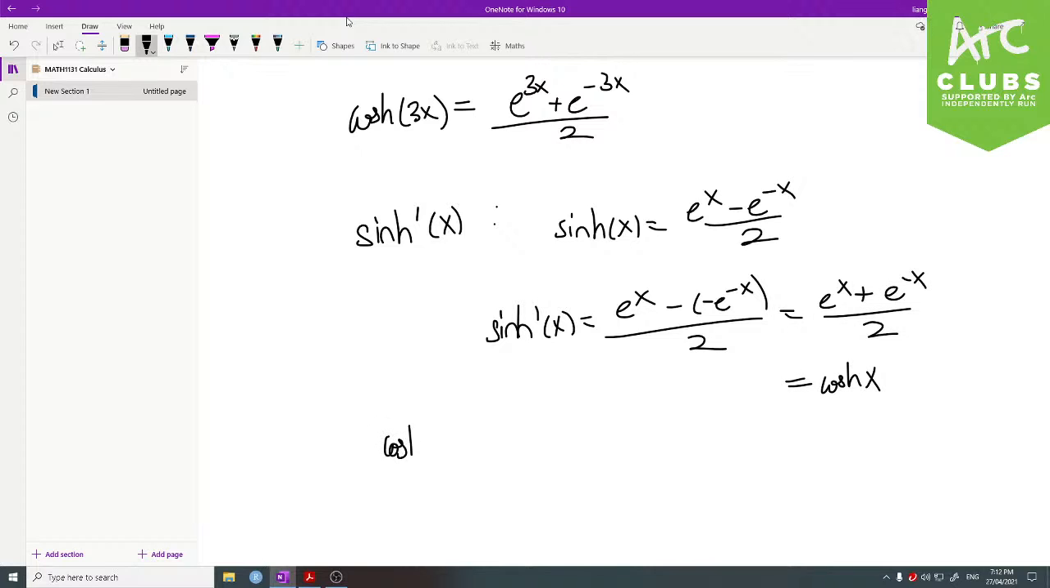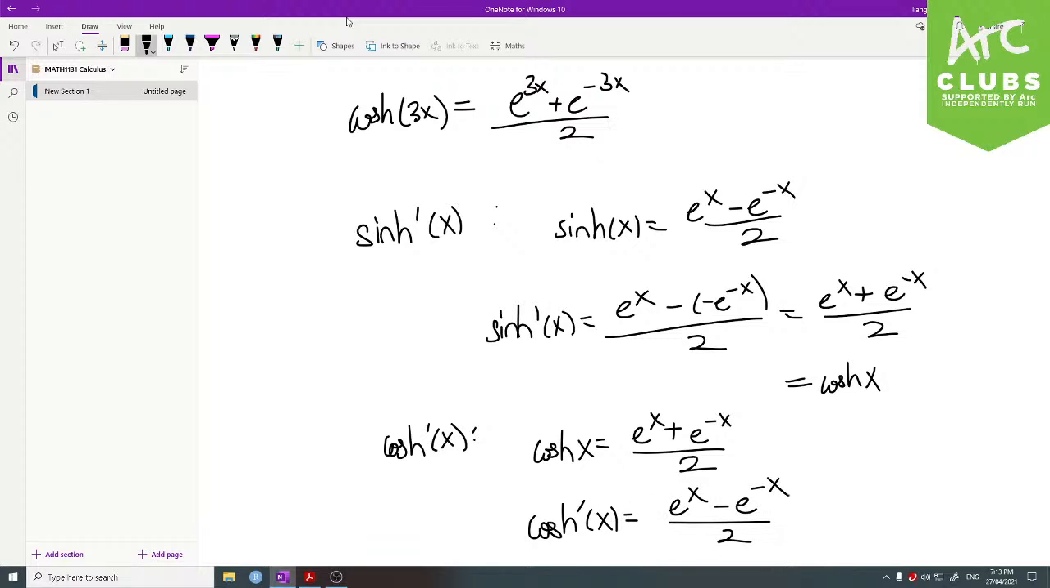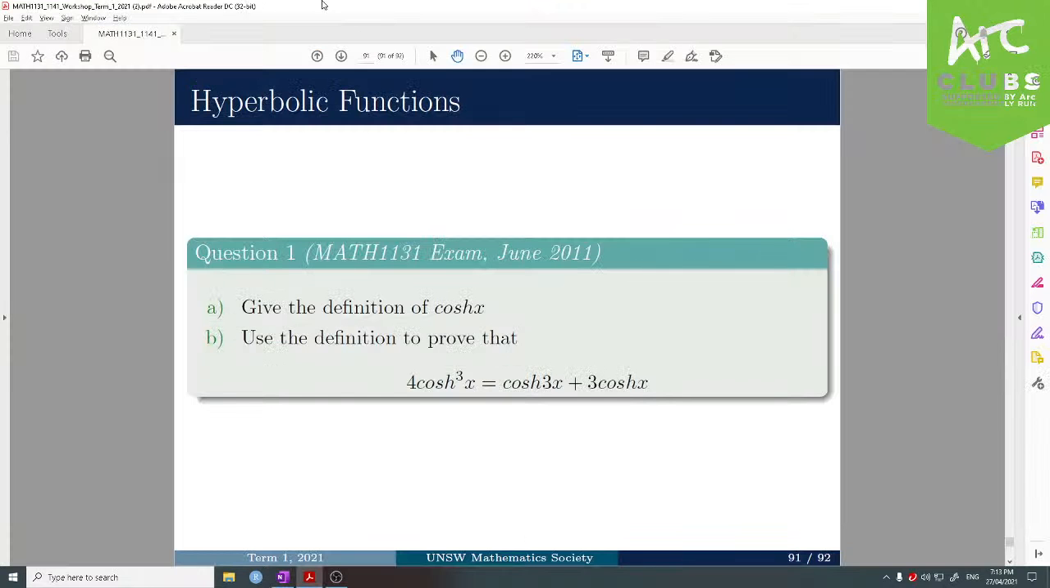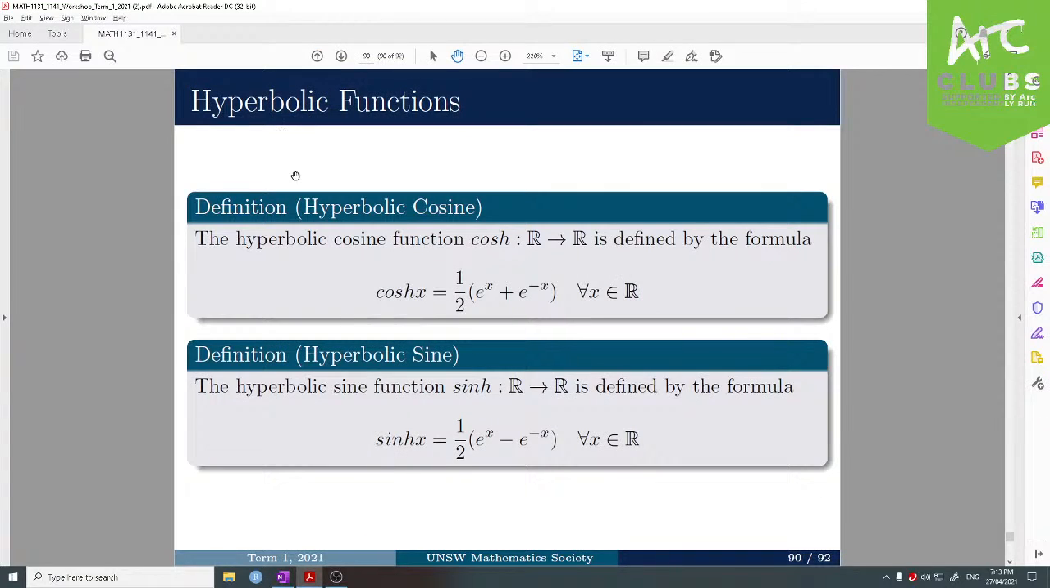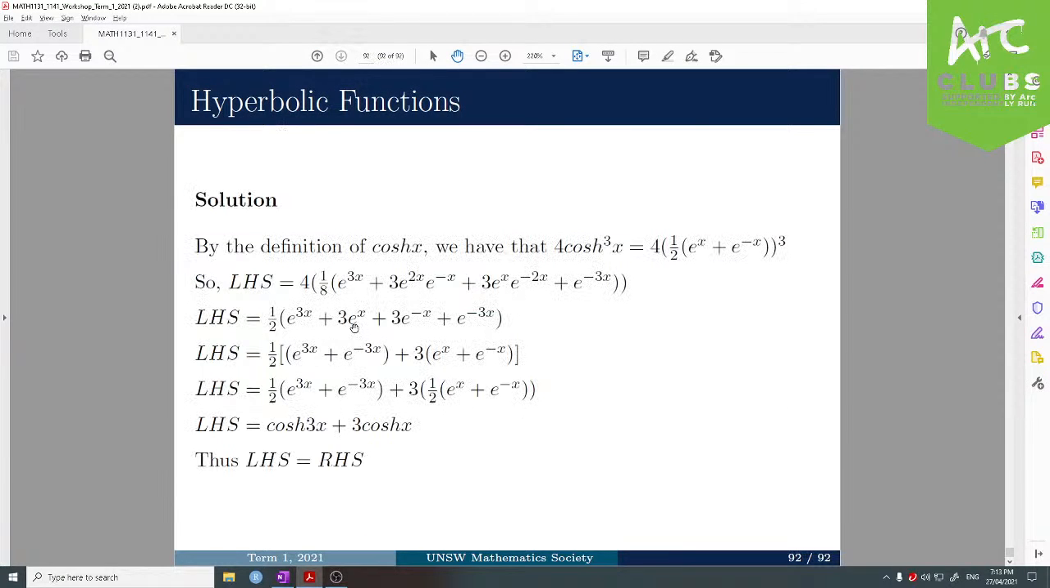And similarly, if you do cos of dash x, you remember that the definition of cos x is e to the power of x plus e to the power of minus x on 2, and so the derivative of cos x will simply be e to the power of x minus e to the power of minus x over 2, which is, yeah. So even if they ask you to do anything with differentiation, you can always just go back to the definition of what sine and cos is, and everything will just make sense, right? So that's mainly it for hyperbolic functions, right? Just remember to always go back to definitions, and everything should work out in the end.